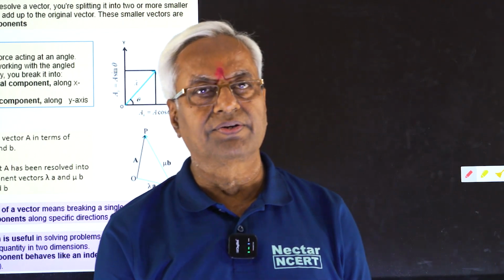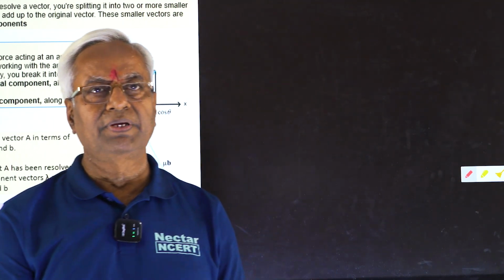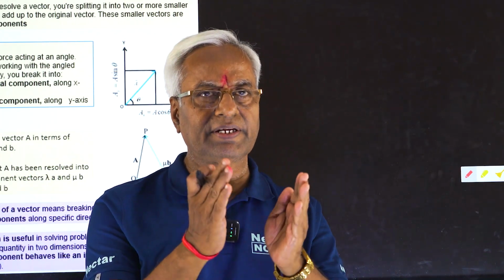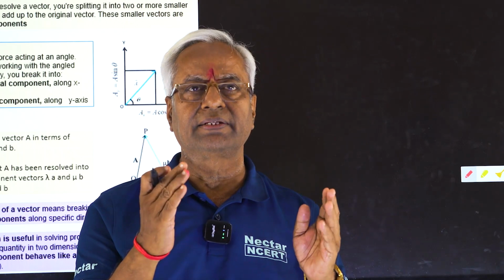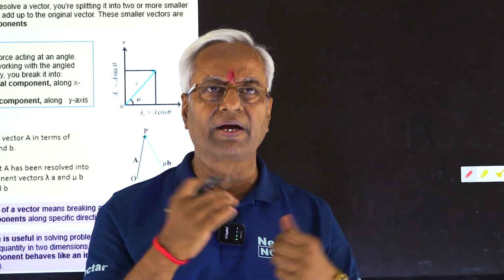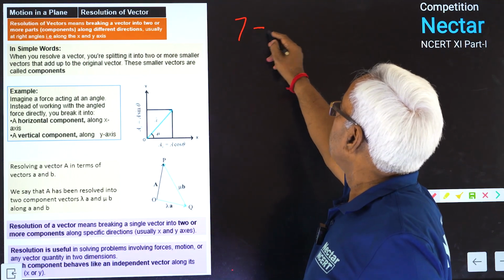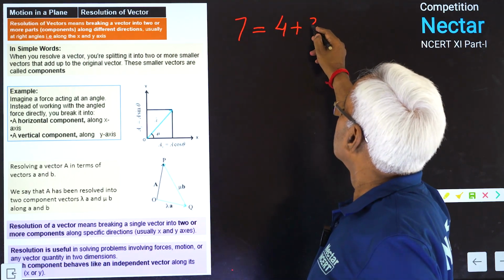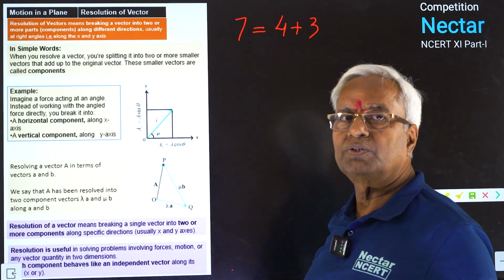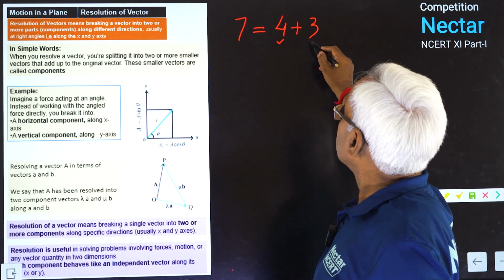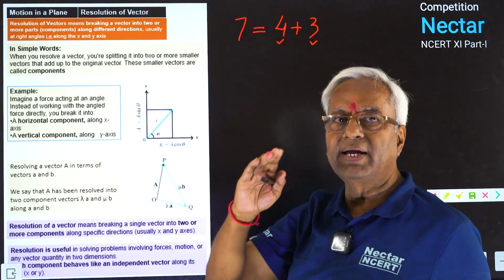Resolution of vectors. Resolution means splitting, which means breaking into parts, as many parts as you require. Take a number 7 and split it into 2 parts. The whole process would be called resolution, and these 2 parts shall be known as components.